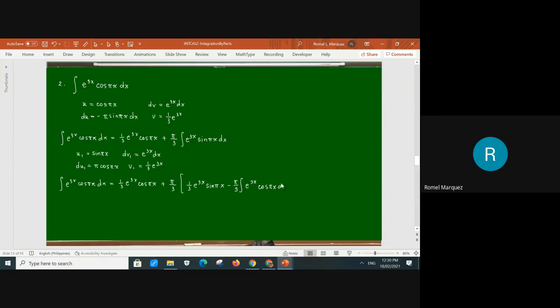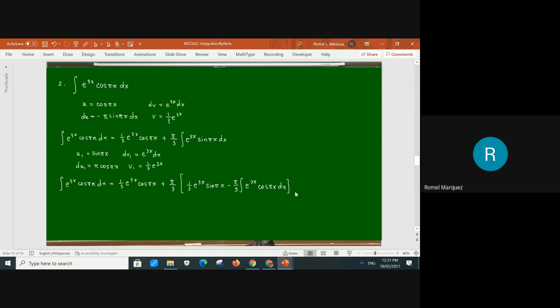So what integral do we get? This is similar to the original. Notice that it is the integral of e to the 3x cosine pi x dx inside, which is the same as the original. So all we need to do is just to transpose it to the left side and combine it there so that there is no more integral on the right side.